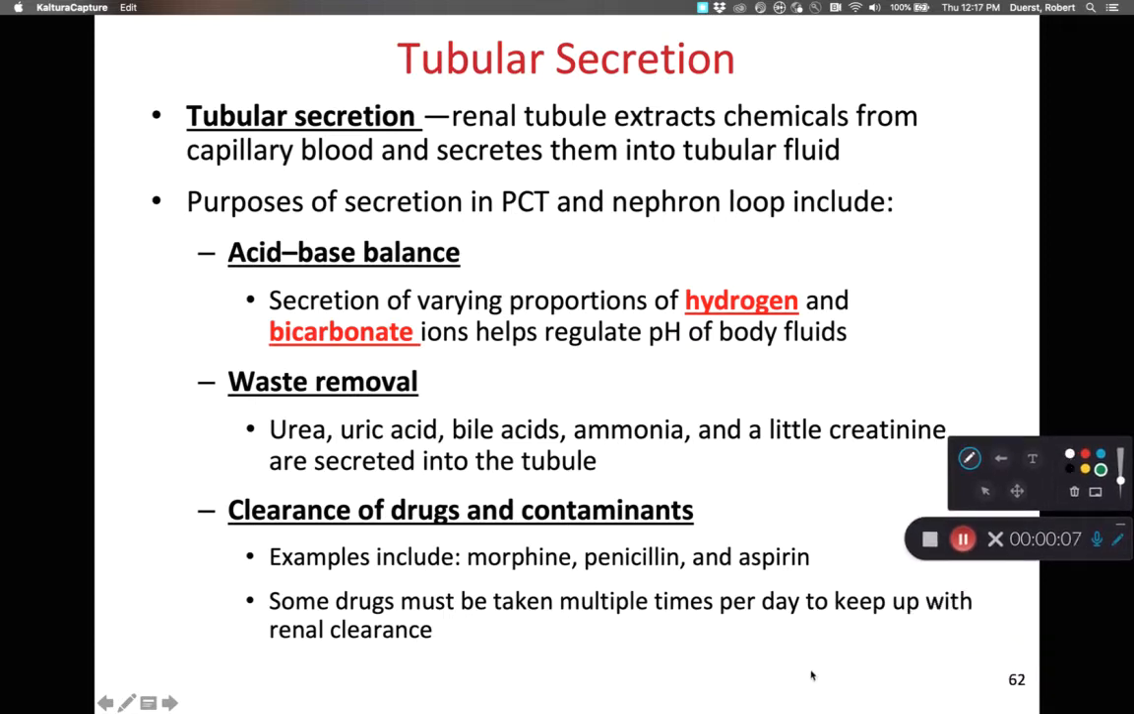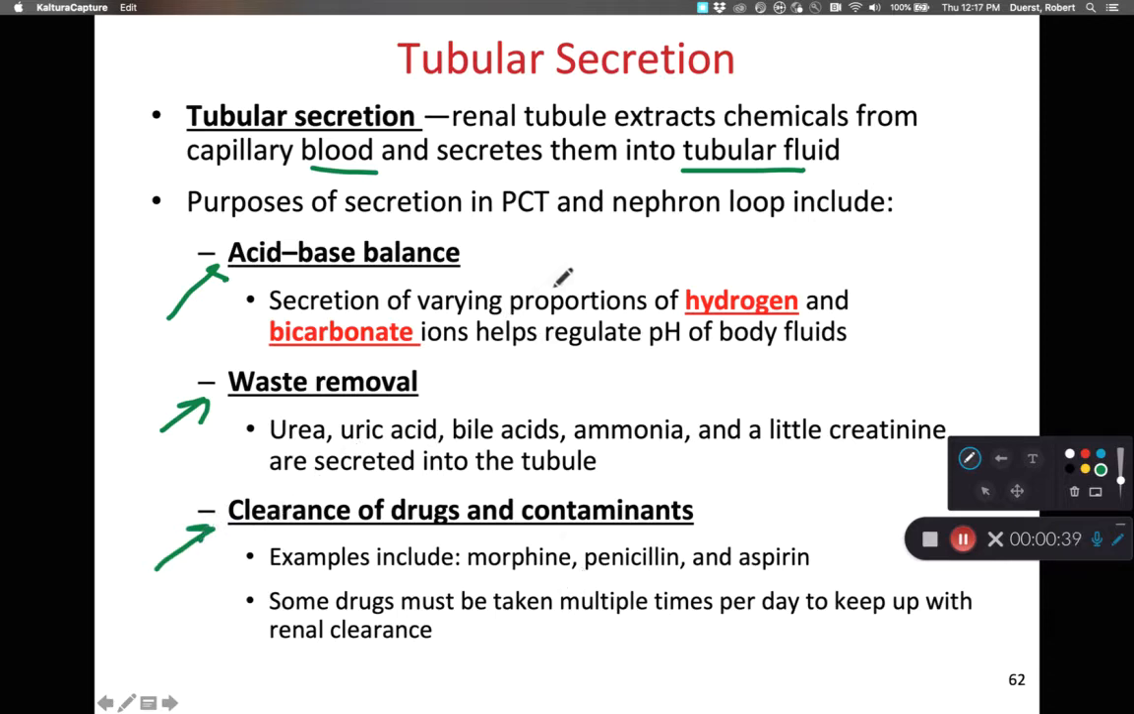Hi class, in this recording we're going to focus on tubular secretion, how we actively put chemicals from the blood and dump them back into the filtrate within the renal tubules. Or to put it more broadly, this is the way that we can actively put something into the filtrate so we urinate it out. Tubular secretion occurs in the proximal convoluted tubules and the nephron loop. We use tubular secretion to help maintain acid-base balance, remove waste, and clear drugs or random contaminants.